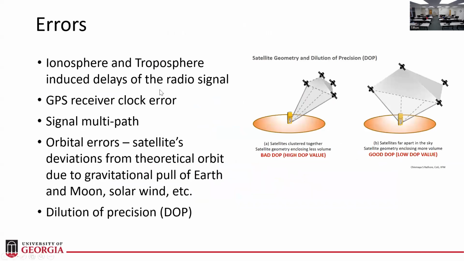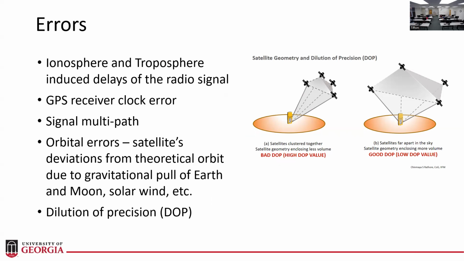So let me go back and talk about the dilution of precision. Well, the orbital errors, there's not much to explain there. A satellite is supposed to be in an orbit. Sometimes it deviates a little bit because of gravitational pull, so this adds an error as well. But the fourth or fifth error, which is dilution of precision, what does that mean?